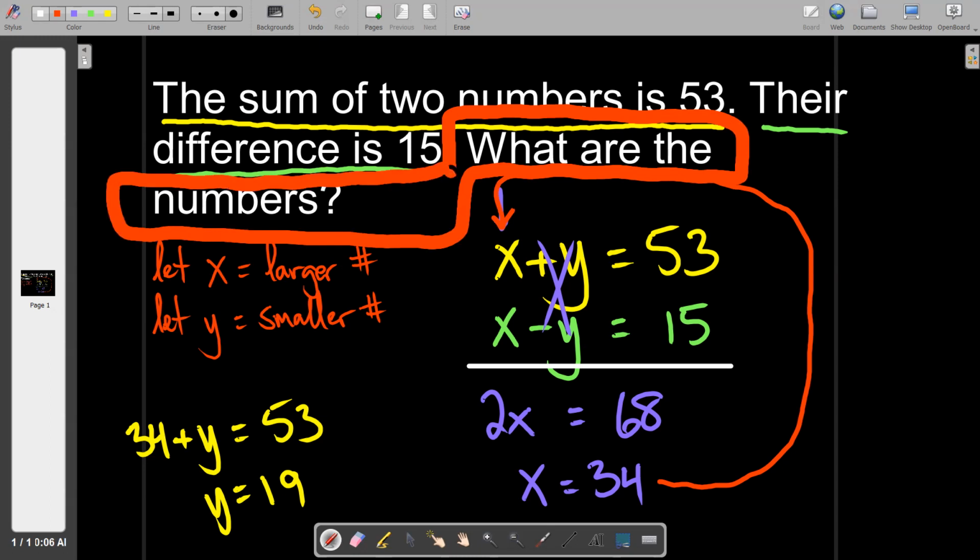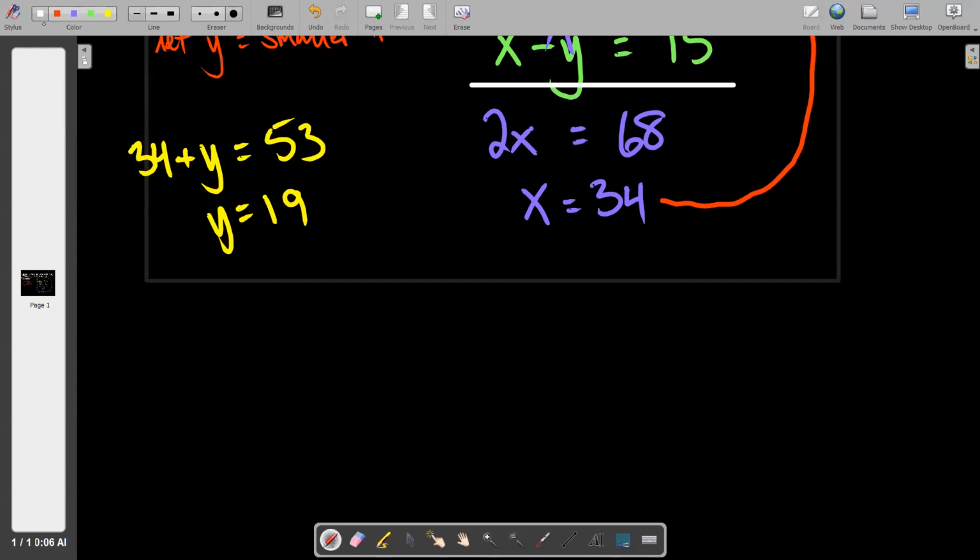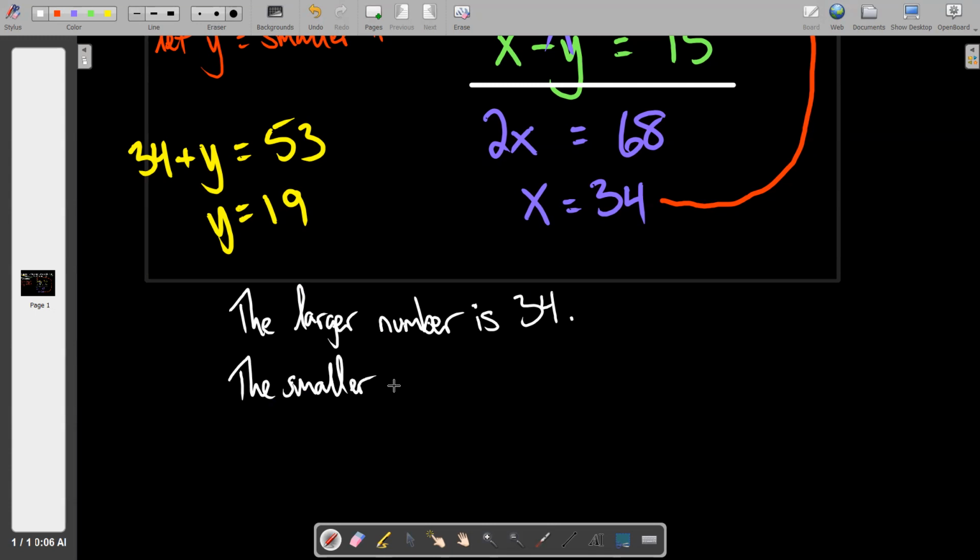That question. So I answer it for them and I use English and I try to use good English, right? So here we go. I could say, what do you want to do first, the larger or the smaller? Don't care. Okay, so let's say that capital T, the larger number is 34. The smaller number is 19.